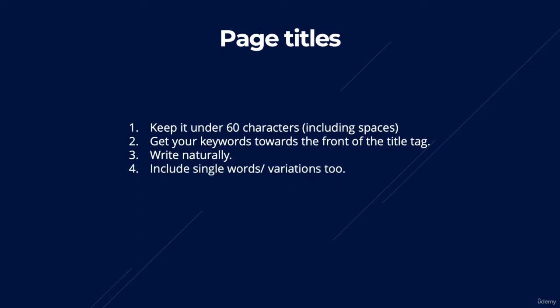Number 4, you want to include single words and variations too. For example, if you are targeting the keyword SEO consultant New York, then another variation of the word consultant could be consulting. Same way, if you were trying to rank for SEO expert, you could go for SEO specialist. These are all different word variations of the same word.